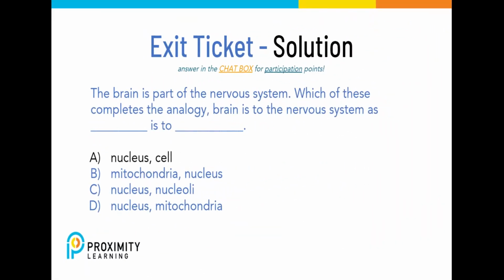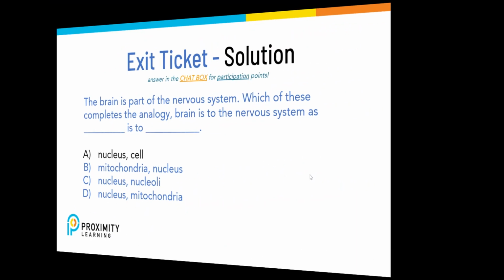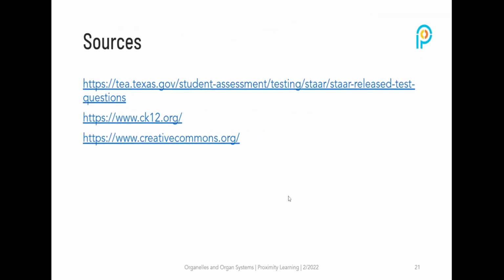If you chose A, nucleus and cell, you are correct. So brain is to the nervous system as nucleus is to cell. All right. This concludes lesson 8.4, and I will let you know what we're doing next.